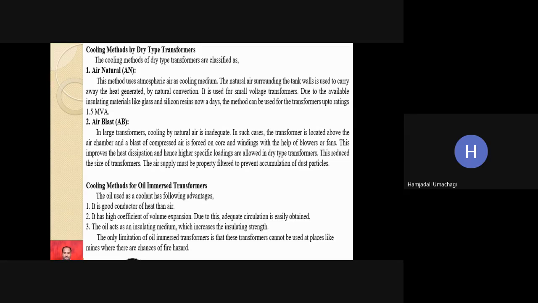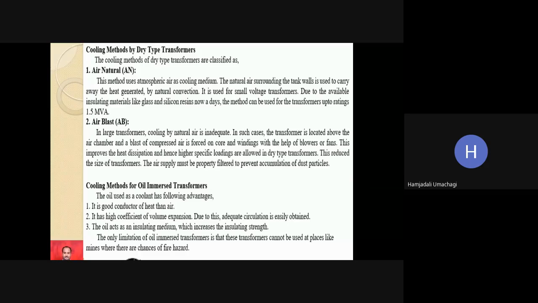Yes. Now let us see the notation for air natural: English capital letter A, capital N. So AN indicates the air natural type of cooling method. Now let us see how this air natural method carries the heat and up to what rating this method is usually applied. This method uses atmospheric air as the cooling medium, the natural air present in the outside atmosphere. The natural air surrounding the tank walls is used to carry away the heat generated, by natural convection. So whatever air is there outside, the same air will carry the heat developed inside the transformer.